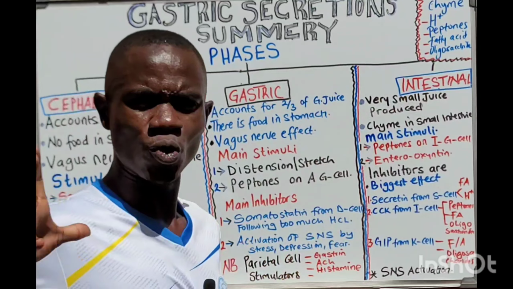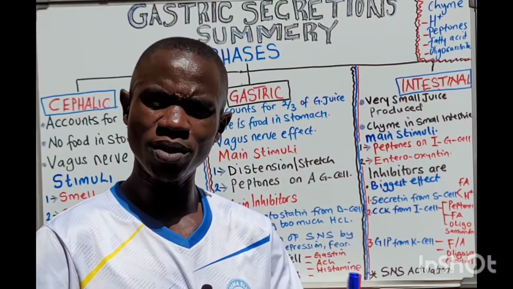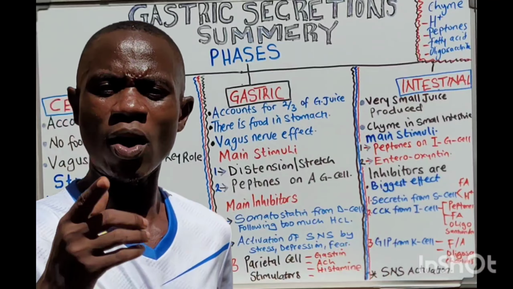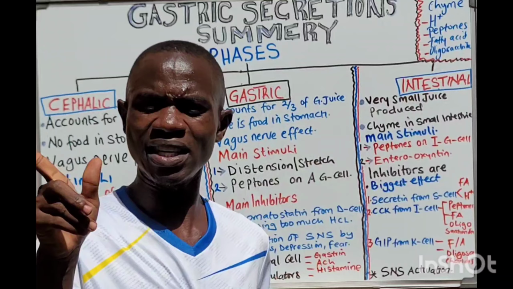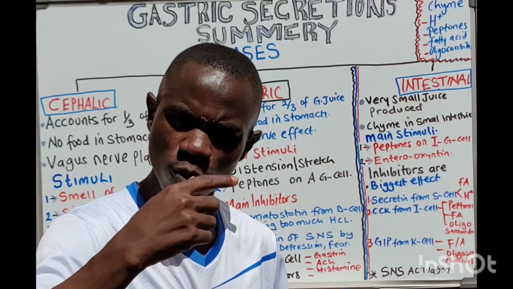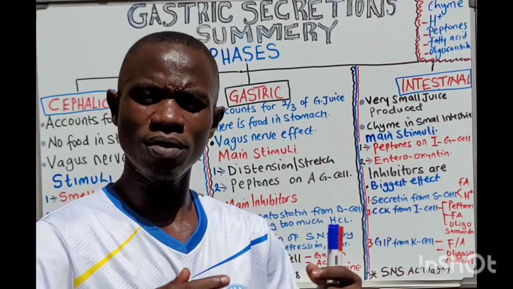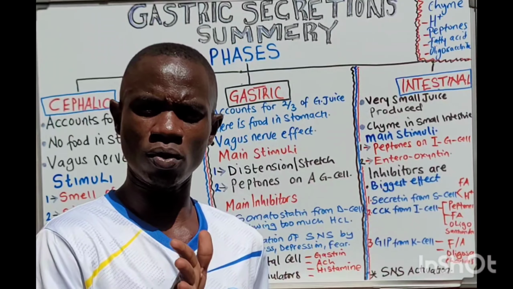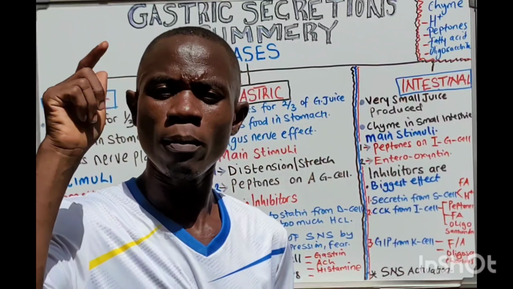Now, when that contracts strongly, it will squeeze some of the chyme to move from the stomach into the first segment of the small intestine, which we call the duodenum. However, the biggest percentage is going to be pushed back to the fundus or even to the body for proper chemical and mechanical digestion. And this mechanism of stomach contraction pushing some of the chyme back to the fundus and then to the body for proper chemical digestion is what we call retropulsion.